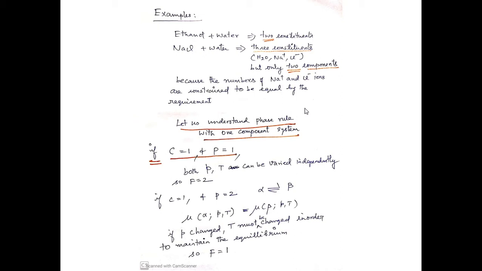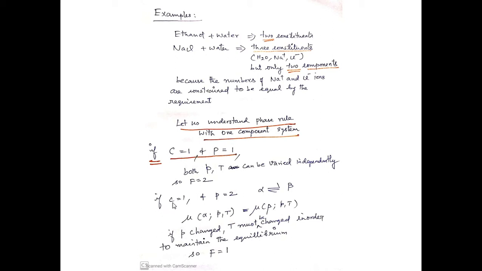Let us now understand the phase rule with a one component system, because in our syllabus we have only one component systems. Assume that C, the number of components, is 1 and there is one phase in that system, say liquid water. That's only pure water, one component, and one phase. In this case I can vary pressure, or I can vary temperature, and still retain the water. So independently I can vary pressure and temperature. So I have 2 degrees of freedom. F is equal to 2 when C is 1 and P is 1.